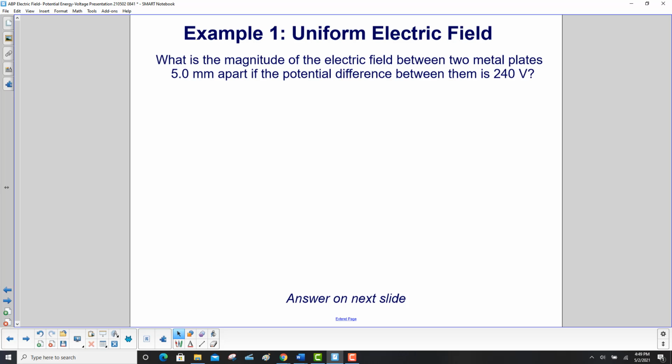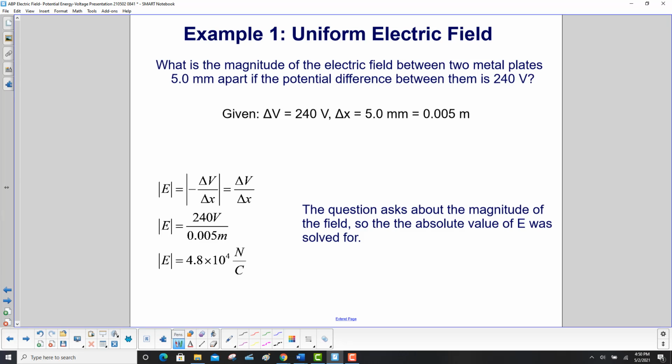What is the magnitude of the electric field between two metal plates 5 millimeters apart if the potential difference between them is 240 volts? So we have given the difference in potential is 240 volts. The distance between the plates is 5 millimeters, which we have to convert into meters. So we move the decimal place over 3 and we get 0.005 meters. We use our equation here, and we're going to take the absolute value because we're just interested in the magnitude. So we have 240 volts divided by 0.005 meters, and we get 4.8 times 10 to the fourth newtons per coulomb, or volts per meter. They're equivalent, those units.